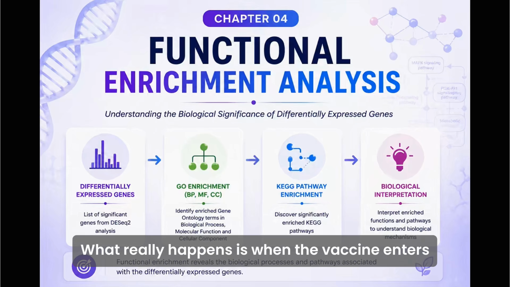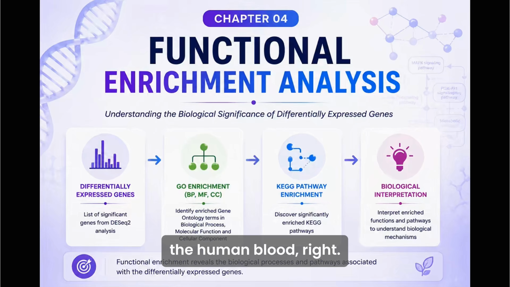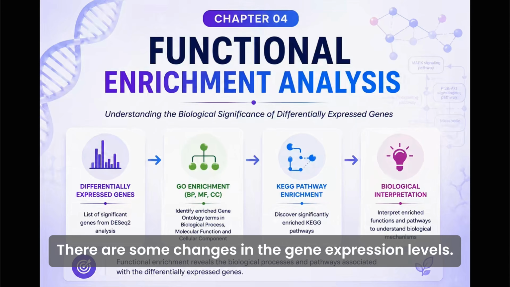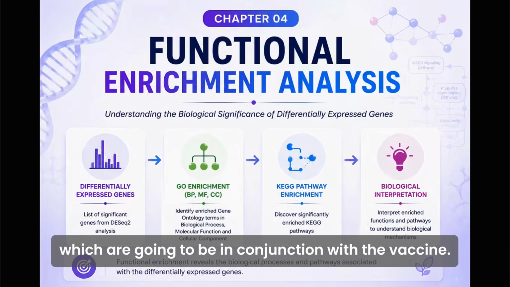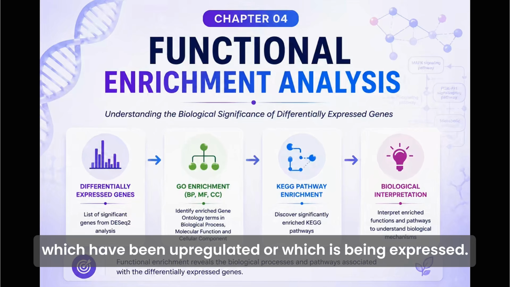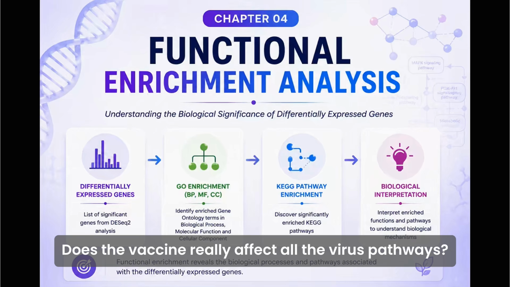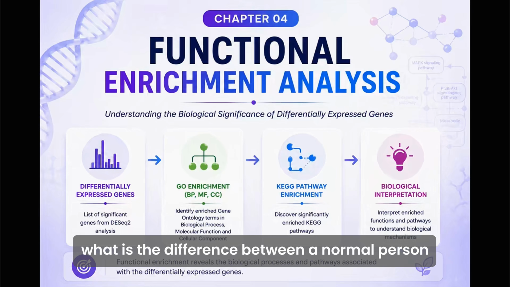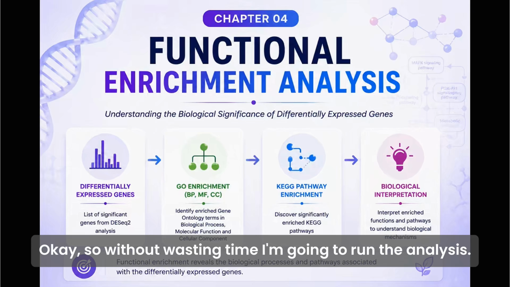What really happens is that when the vaccine enters the human blood, there are some changes in the gene expression levels. Simply, it means there are some genes which are going to be in conjunction with the vaccine. But now we want to see, among the genes which have been upregulated or expressed, does the vaccine really affect all the virus pathways? And we also want to see the difference between a normal person who is not vaccinated and a vaccinated person. So without wasting time, I'm going to run the analysis.